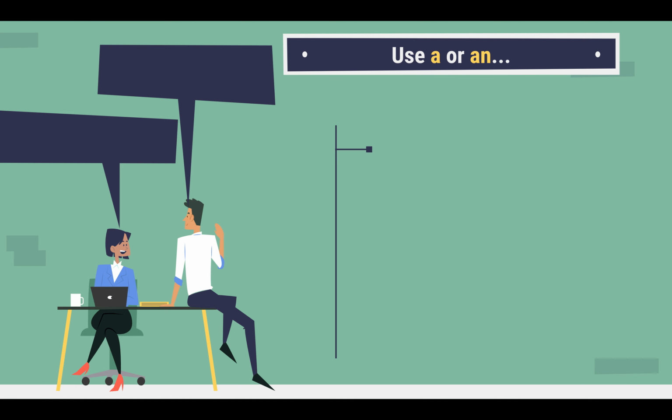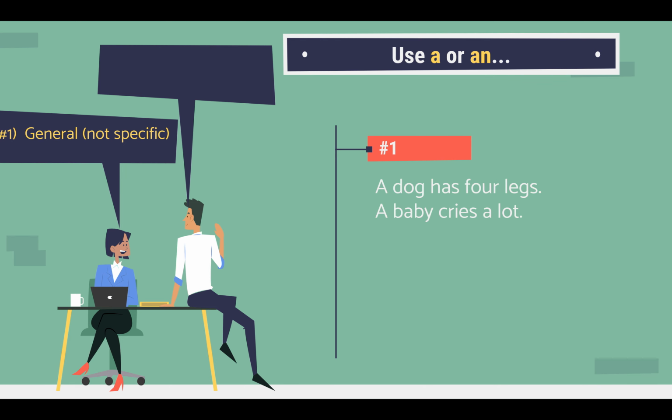A little bit more about using a or an. The first rule is we use a or an when something is general or not specific, right? For example, a dog has 4 legs, right? Here, we're not talking about my dog or your dog or that dog over there. We're just talking about dogs in general. So we're going to use a or an, right? We could say an elephant has 4 legs too.